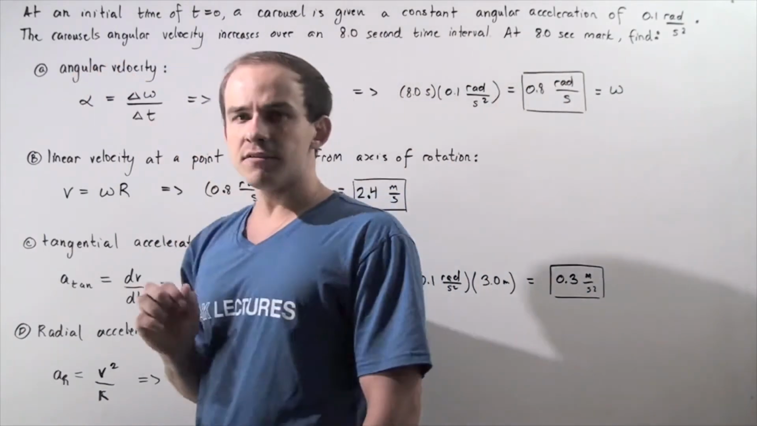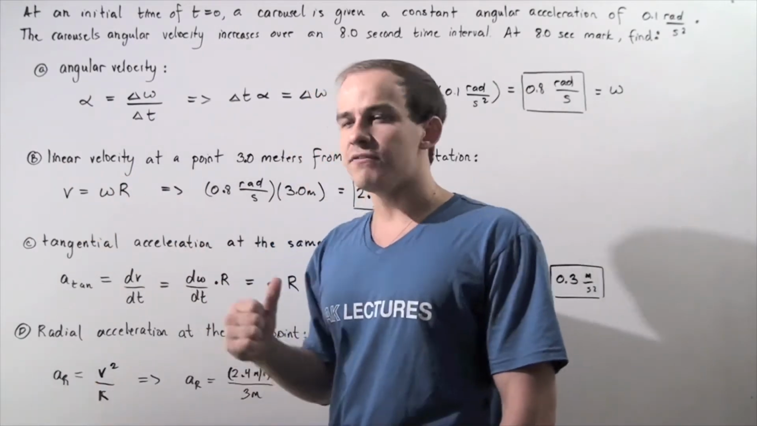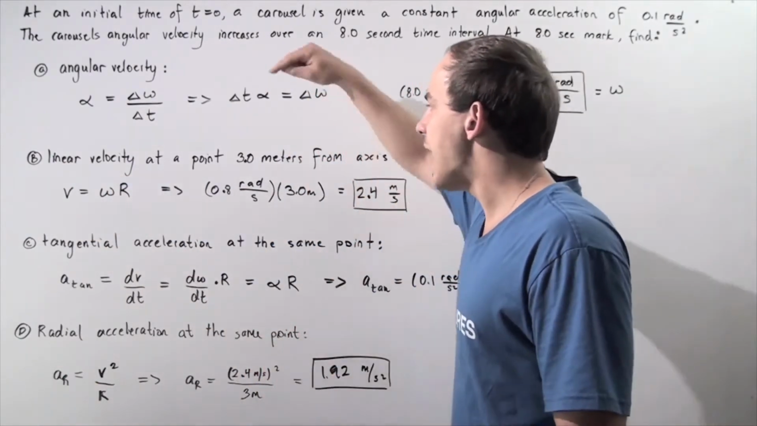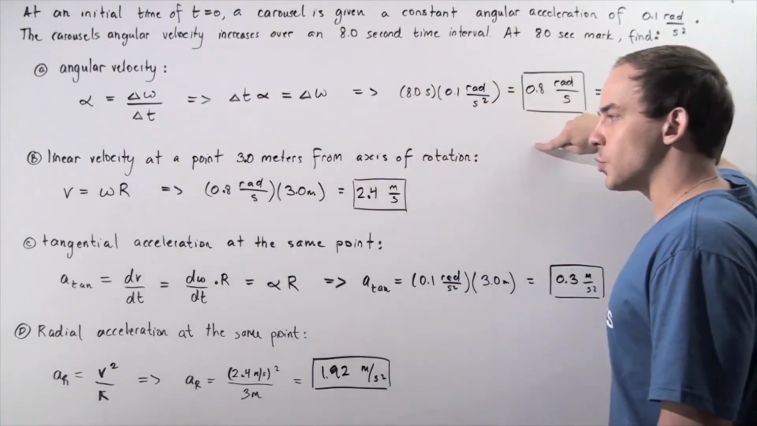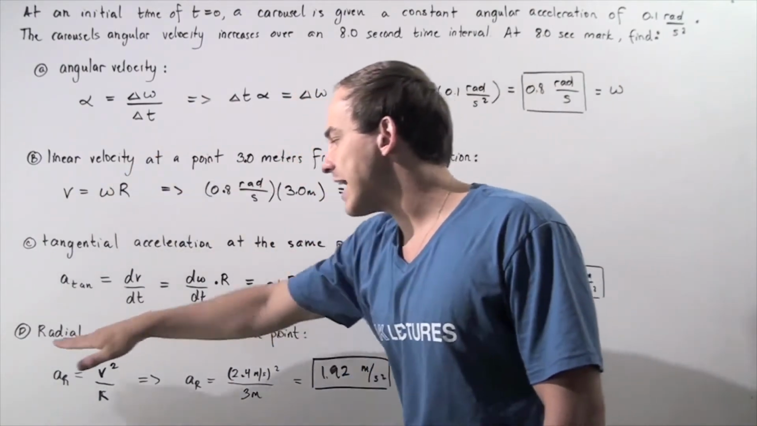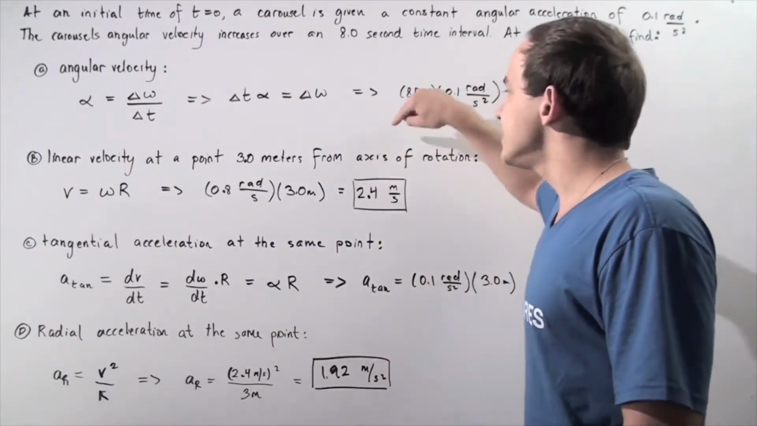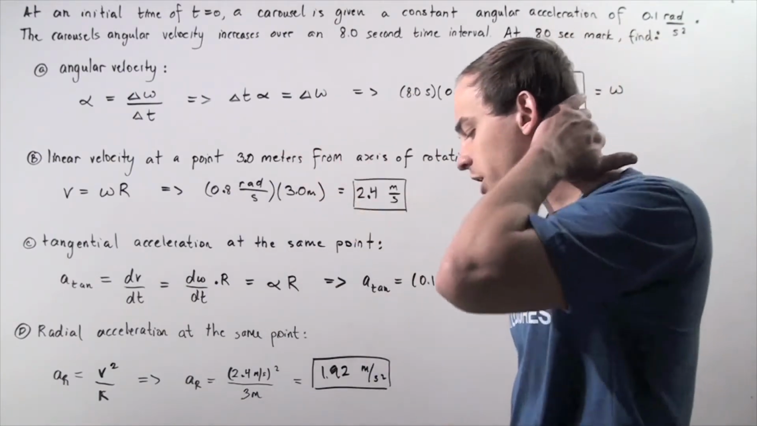A, the angular velocity. B, the linear or translational velocity of an object found at a 3-meter mark from the axis of rotation. C and D, the tangential acceleration and radial acceleration at the same exact point as in part B. So let's begin with part A.